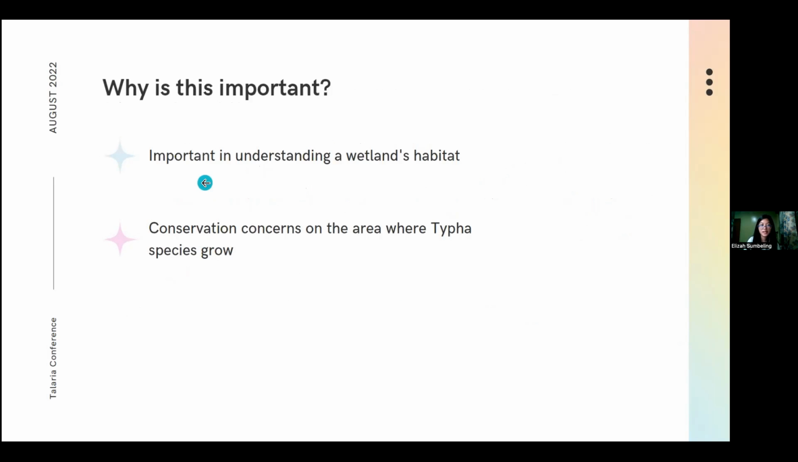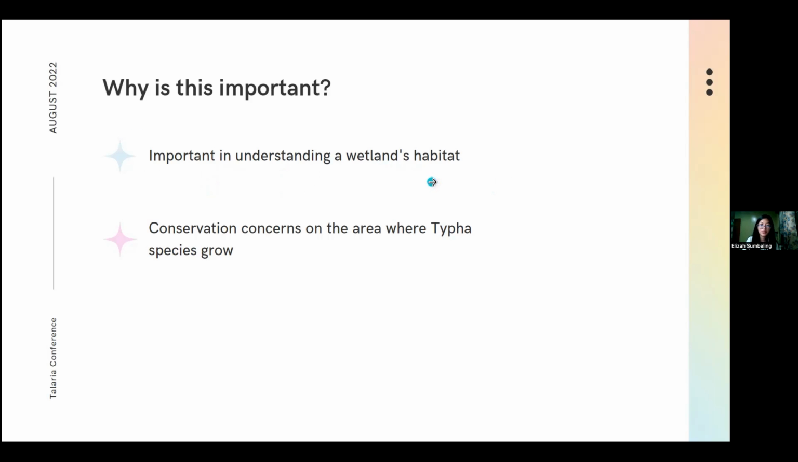So why is distinguishing between cattail species important? They're important for understanding a wetland's habitat. In a recent study, samples of T. latifolia collected around ponds at risk for metal contamination revealed that the roots of T. latifolia contained high accumulation of metal, which can be used as a potential bioindicator for heavy metal water contamination.